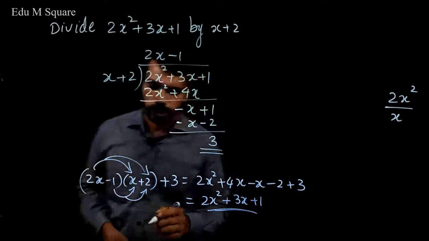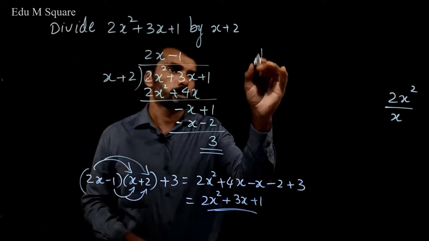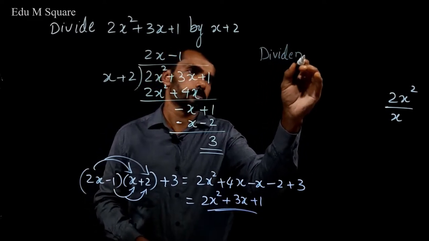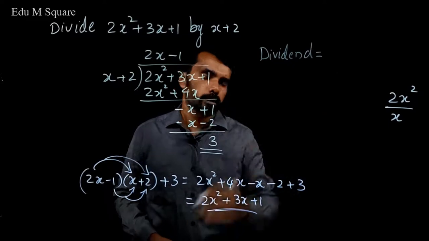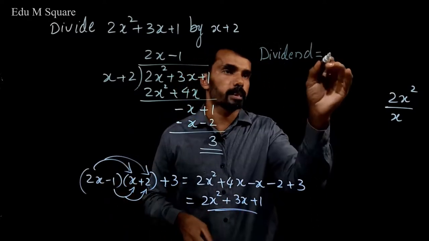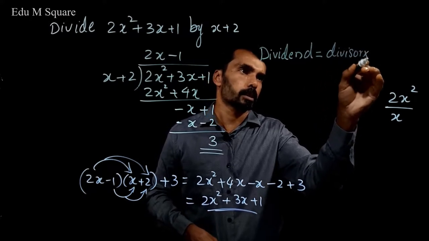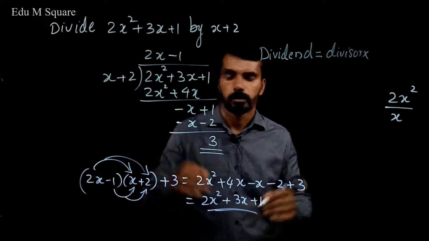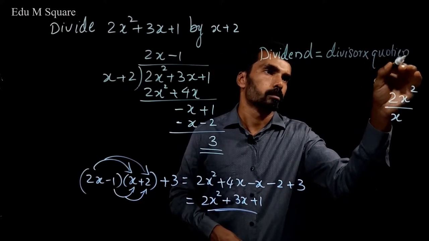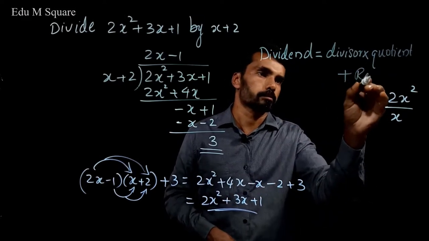So we get one relation here. That is, dividend is equal to divisor into quotient plus the remainder.